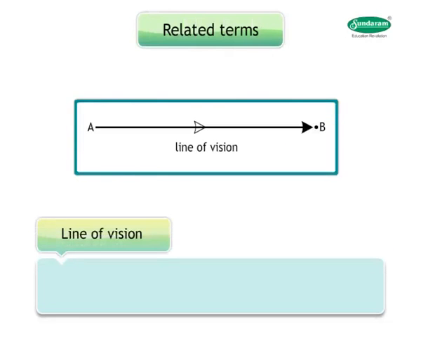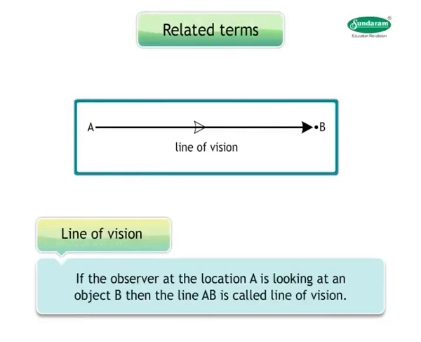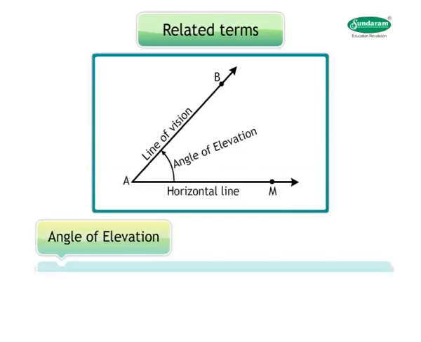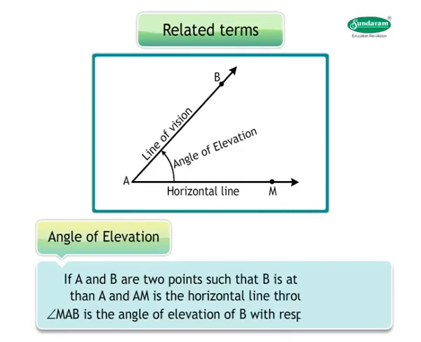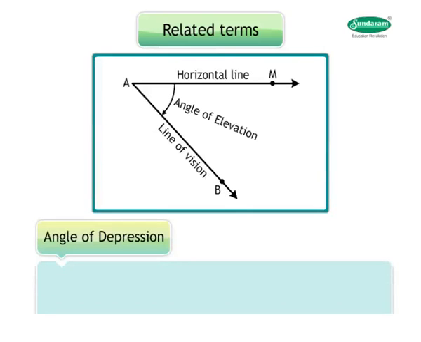Line of vision. If the observer at the location A is looking at an object B, then the line AB is called line of vision. Angle of elevation. If A and B are 2 points such that B is at higher level than A and AM is the horizontal line through A, then angle MAB is the angle of elevation of B with respect to line AM.